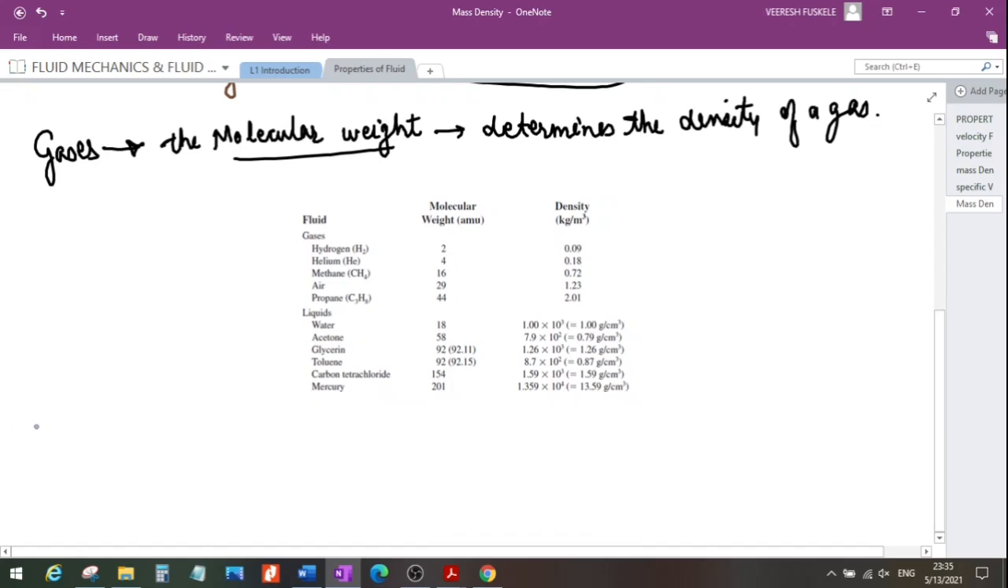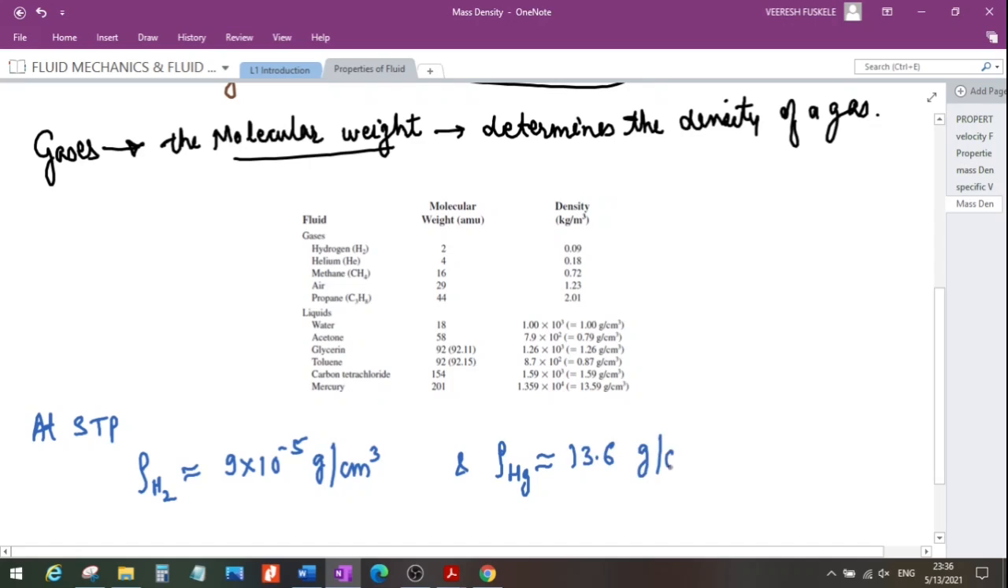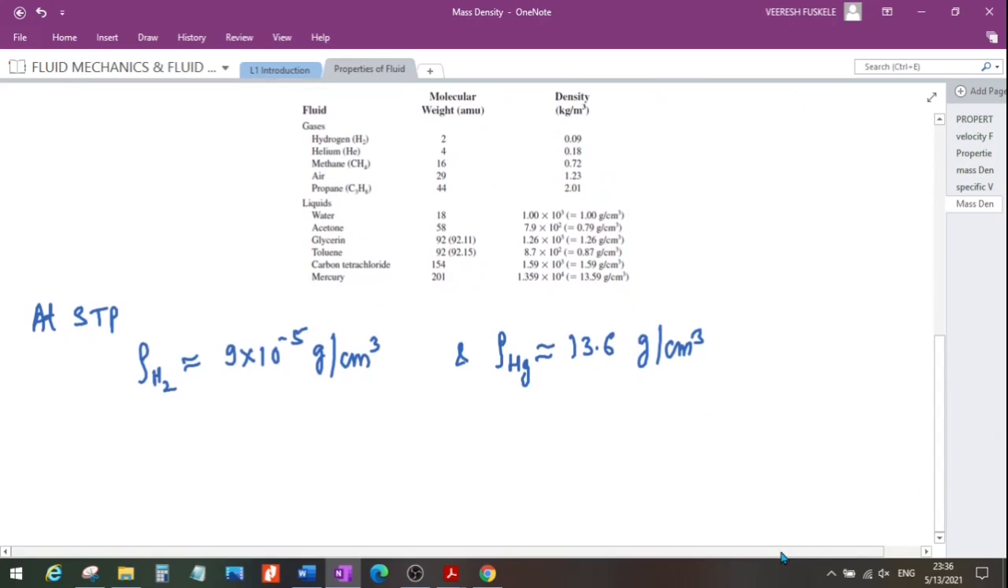And one more thing I would like to highlight here is that the density of hydrogen gas is nearly equal to 9 × 10^-5 gram per centimeter cube, and the density of mercury is of the order of 13.6 gram per centimeter cube. So if you just see the difference between the two values, there is a difference of more than 5 orders of magnitude, right? So this is a huge difference.